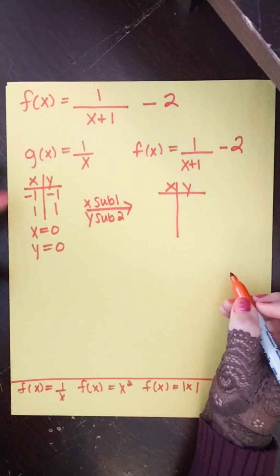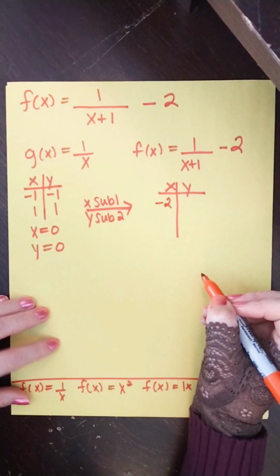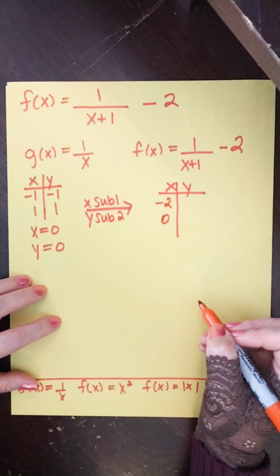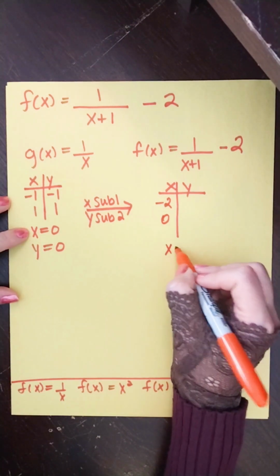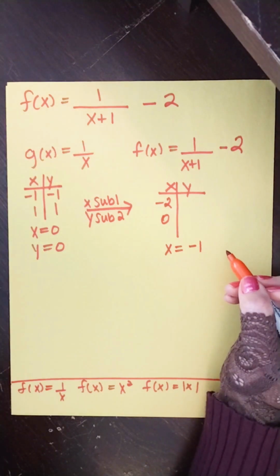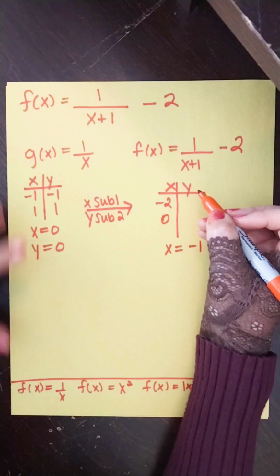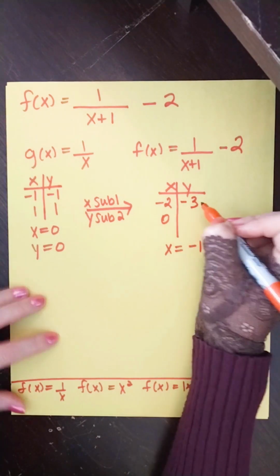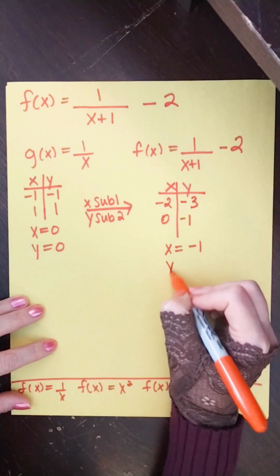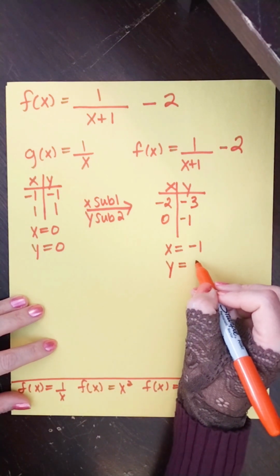So we have -1 minus 1 is -2. And then 1 minus 1 is 0. And then this vertical asymptote, that's also an x value. So 0 minus 1 is -1. Now to all the y values, we'll subtract 2. So -1 minus 2 is -3. 1 minus 2 is -1. And then this asymptote, 0 minus 2 is -2.